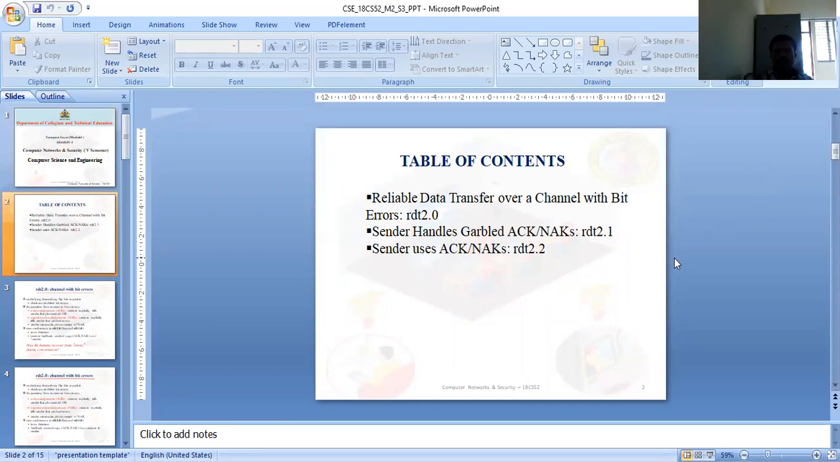So in this class, we're going to discuss reliable data transfer over a channel with bit errors, RDT 2.0; how the sender handles garbled acknowledgements and negative acknowledgements in RDT version 2.1; and how the sender uses acknowledgements and negative acknowledgements in the RDT 2.2 version of the reliable data transfer protocol.